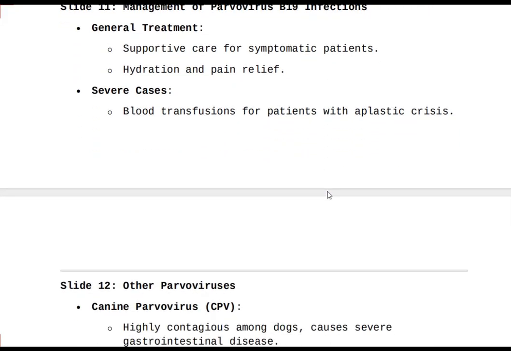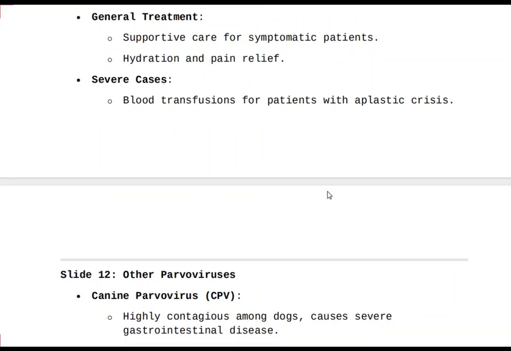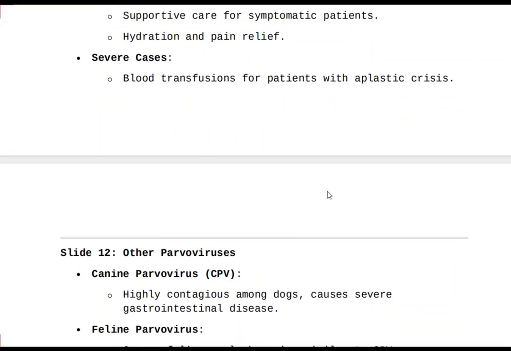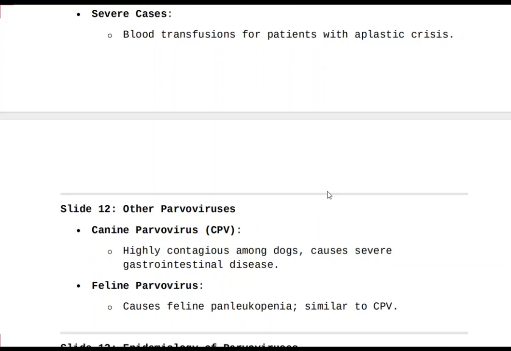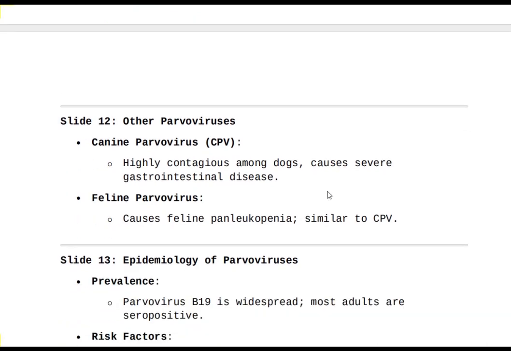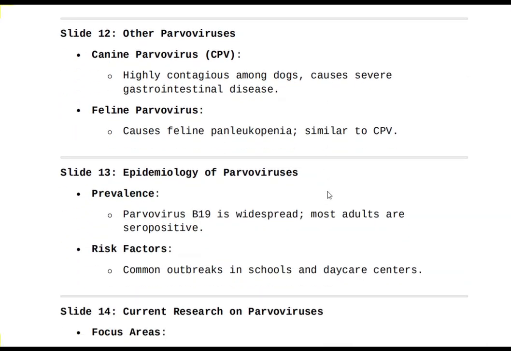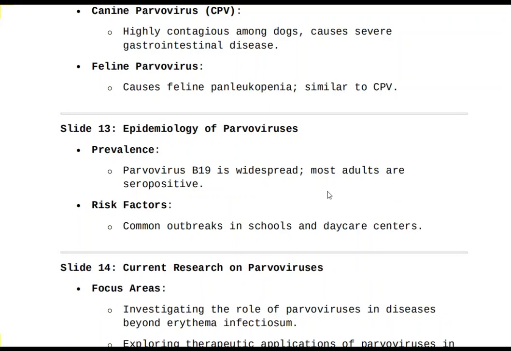Treatment is supportive care for symptomatic patients, hydration and pain relief. In severe cases, blood transfusion for patients with aplastic crisis, when the bone marrow is unable to produce blood cells. And of course, if you are a pet lover, you may have heard of parvovirus in dogs, canine parvovirus. This is highly contagious and can cause severe gastrointestinal disease.